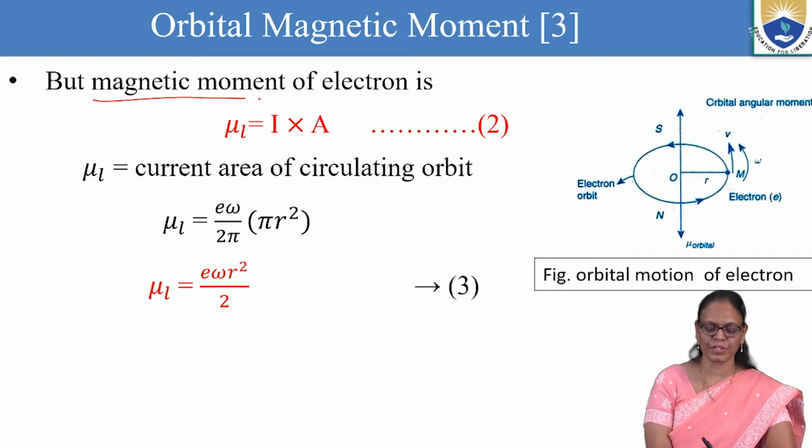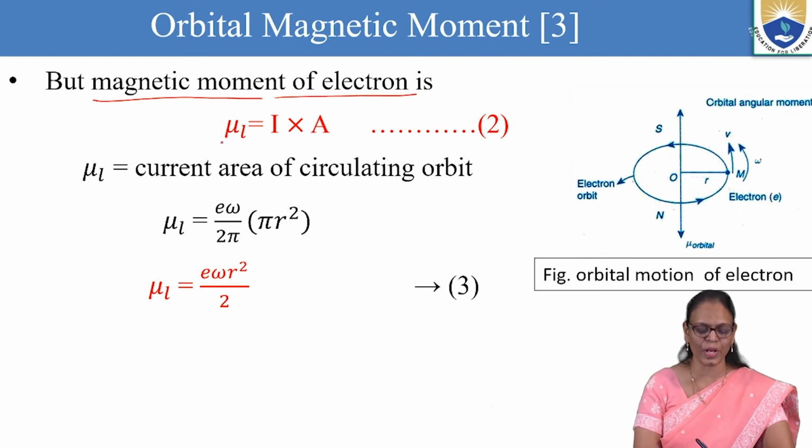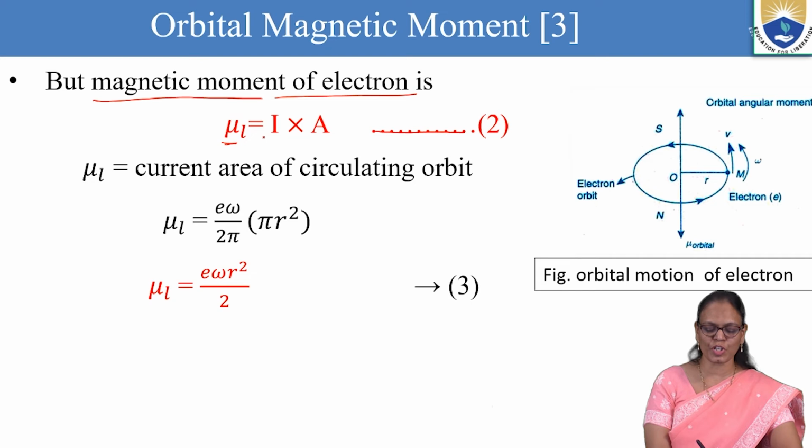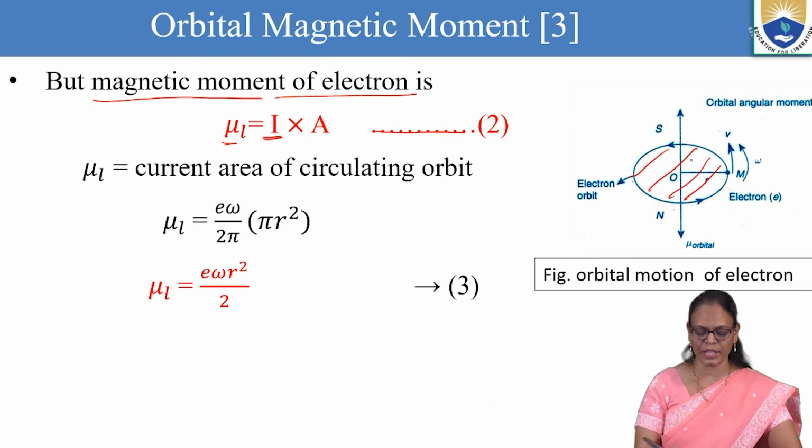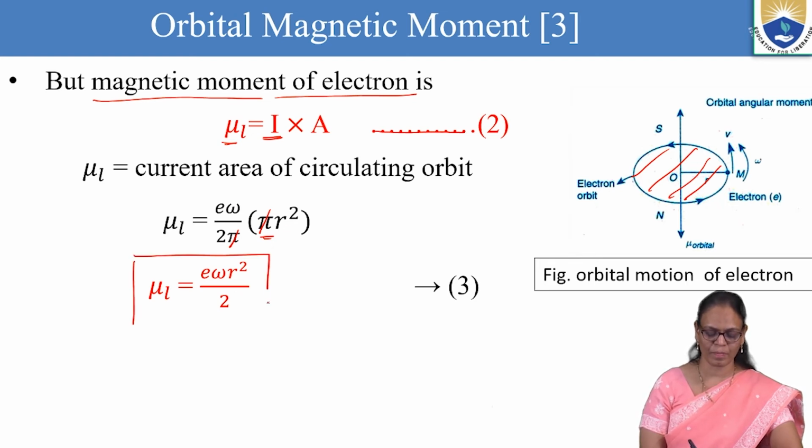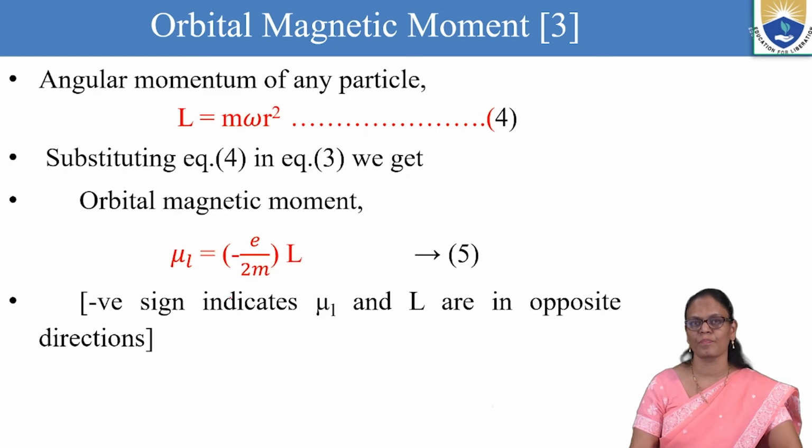Now the magnetic moment of an electron is given by mu L, that is I into A. We will denote this by equation 2. Now mu L is equal to what? I into A. Let us substitute for I. We have found out I to be equal to e omega by 2 pi. And the area of this orbit we have considered, in which the electron is revolving, is pi r square. So when we simplify, pi and pi get cancelled. So we have e omega r square by 2. So mu L, the magnetic moment of the electron, is given by e omega r square by 2.